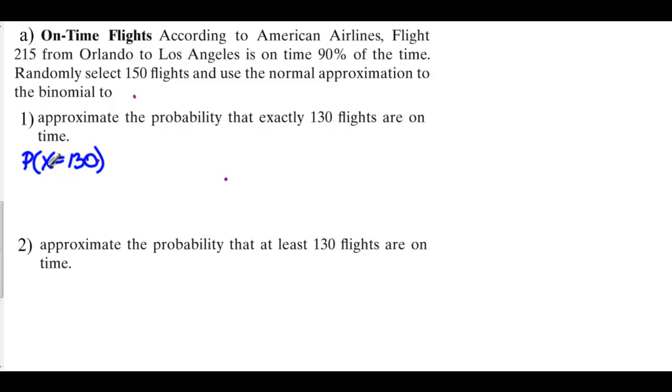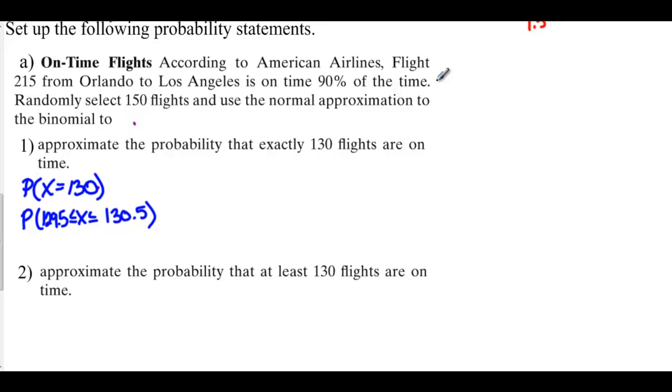Well, we need to translate that over. So that 130, that's just one little tiny line, and one little tiny line is not going to do us any good. So we need to make it a width of 1. So we're going to go half above and half below. So what we're really interested in is the probability that X is going to be between 129.5 and 130.5.